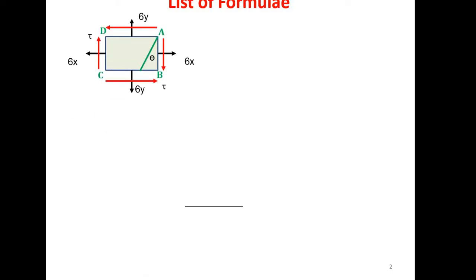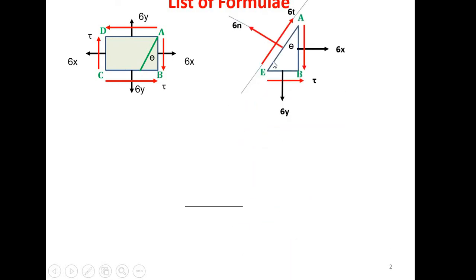In principal stresses we consider a 2D element and stresses acting on the 2D element: normal stresses and shear stresses. This is the normal stress, this is the normal stress, and this is the shear stress. For derivation purposes we consider a triangular element from this 2D element, that is the AB element.